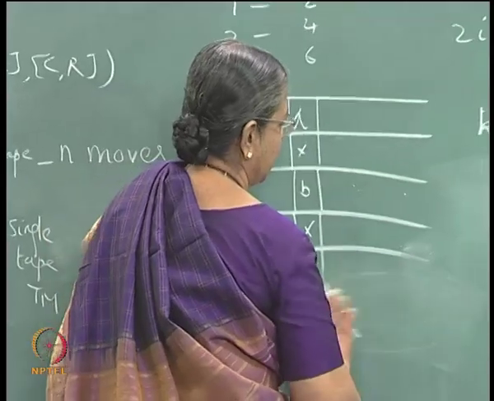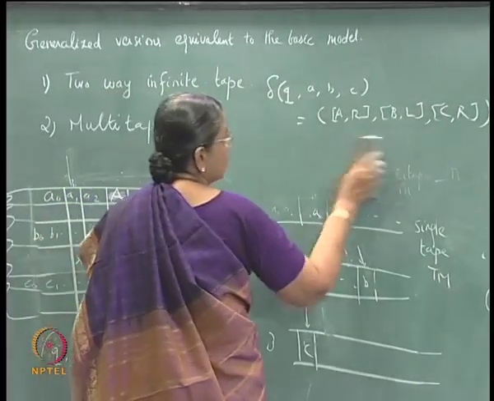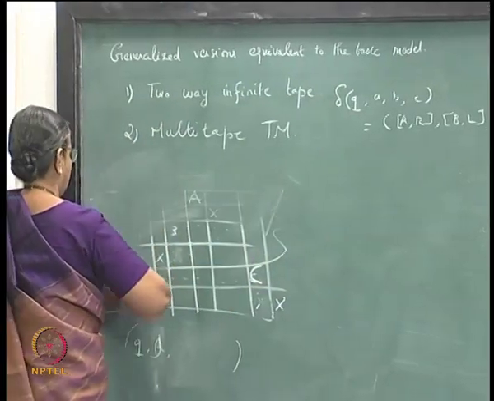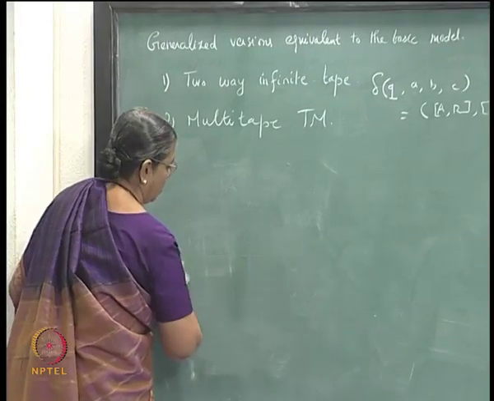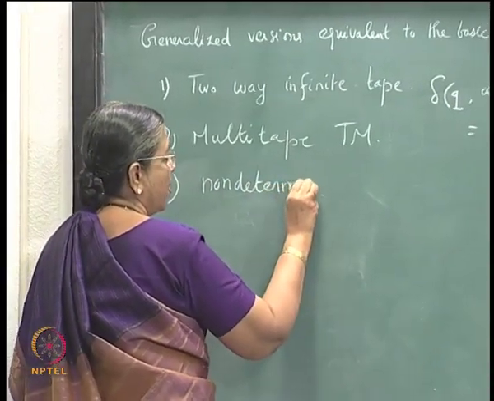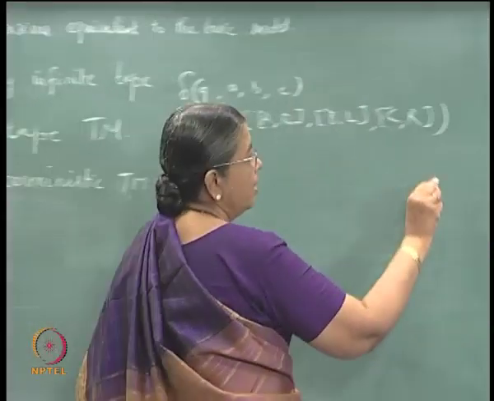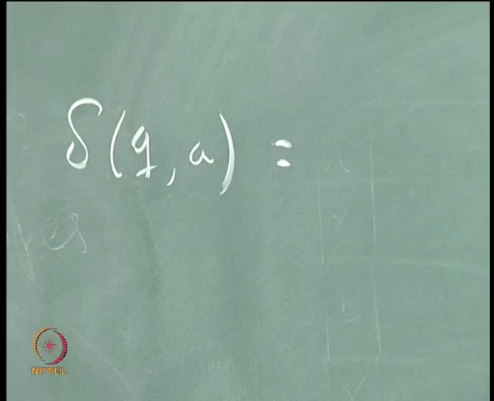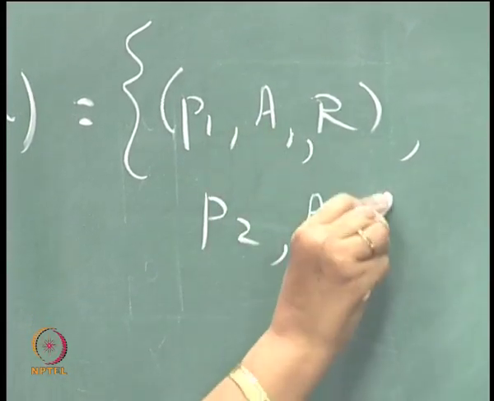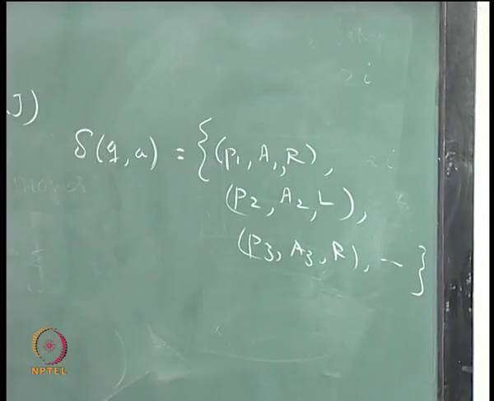So, this is another generalized version, that is a multi-tape Turing machine. The third is the non-deterministic Turing machine. What is a non-deterministic Turing machine? Instead of delta of (q, a) having a single value, you may have a finite choice: (p1, a1, R), (p2, a2, L), (p3, a3, R) and so on. Some finite number of choices will be possible for each move.